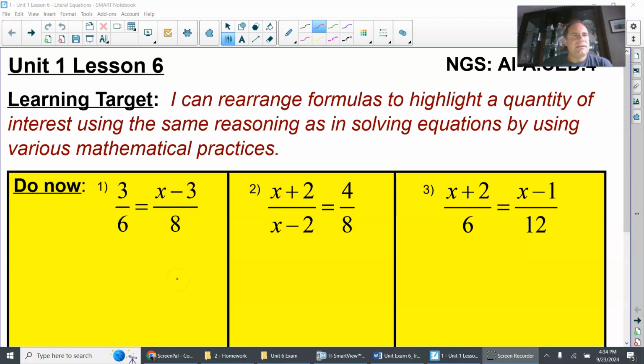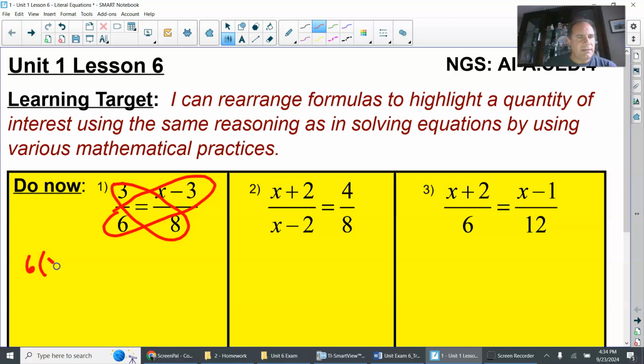Hello everyone, this is Unit 1 Lesson 6 and we are going to learn how to solve literal equations in this lesson. So for the do now, we're just going to start with proportions, and we are going to use that butterfly method. And we're going to do 6 times x minus 3, and we're going to set that up with distributive property.